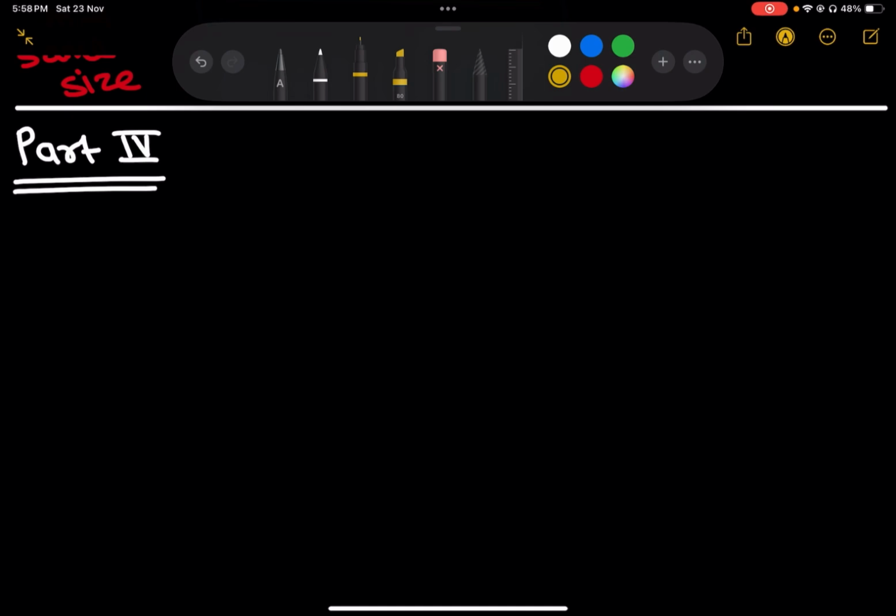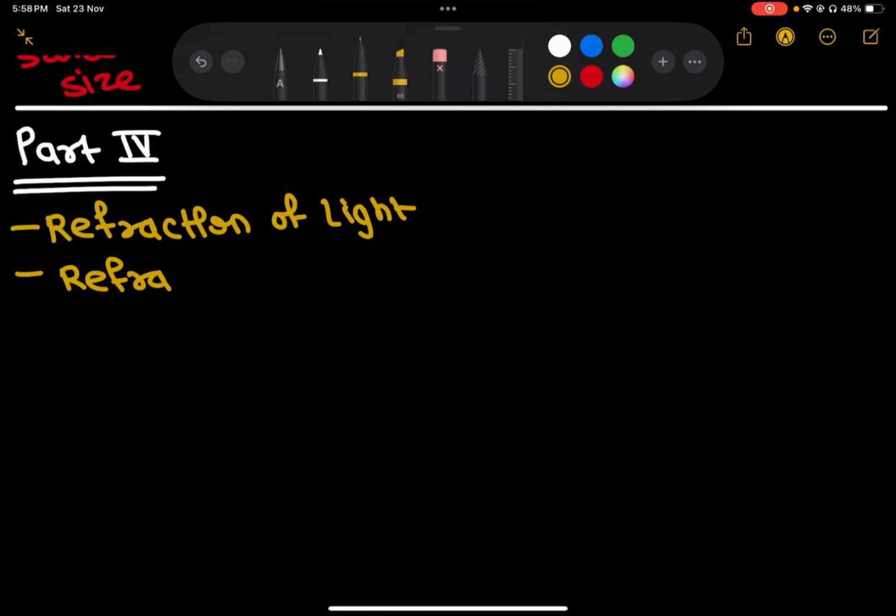So in this part we will start with refraction of light. We'll see refraction through a glass slab, a rectangular glass slab. So, refraction through a glass slab.